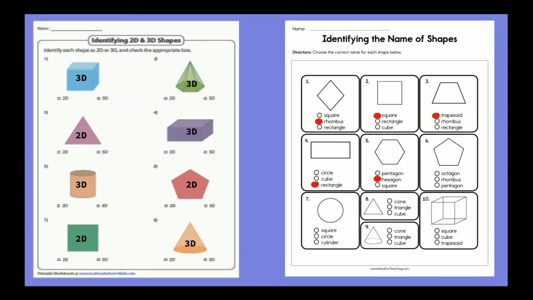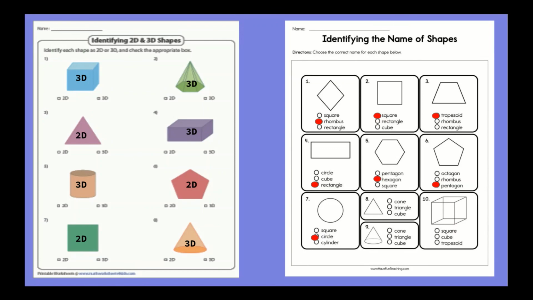Number 6, is that an octagon, a rhombus, or a pentagon? Remember, octa means 8, so an octagon has 8 sides. Penta means 5, pentagon has 5 sides. So this is a pentagon. It has 5 sides. Number 7 is really straightforward. It is a circle, right? It only has length and width. It doesn't have that additional three-dimensional factor.